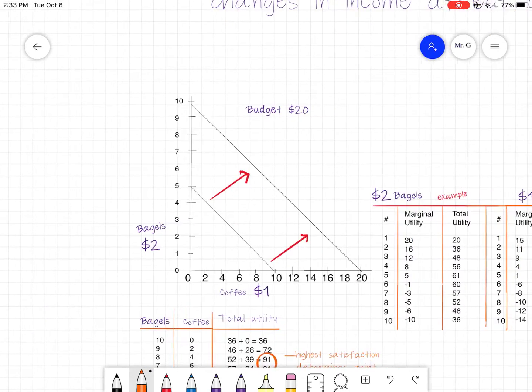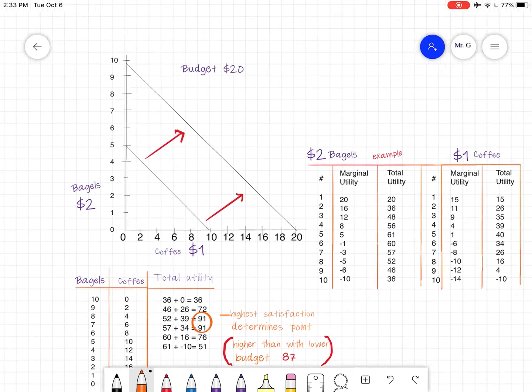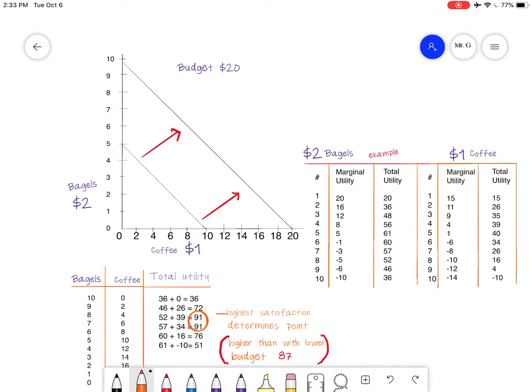So if we look at this example here, we can see that this is a budget constraint. We have a budget of $20. Remember in the last video, it was a budget of $10. So we doubled basically our budget, and this represents a higher level of income. As we earn more, we can spend more, and we can make more choices.